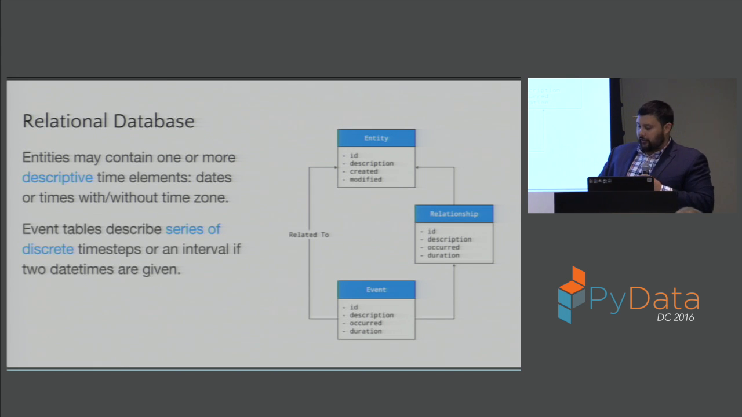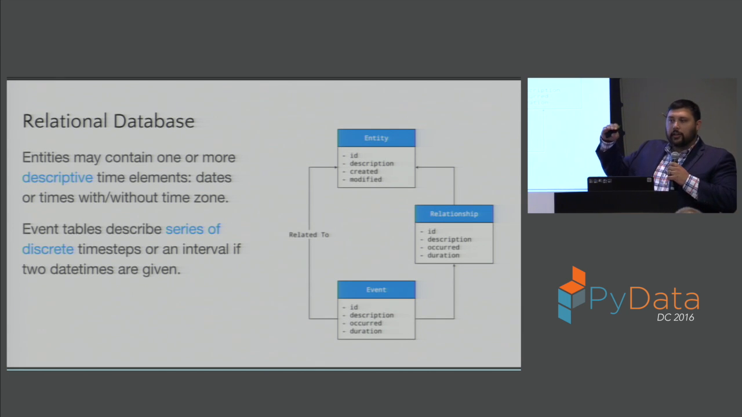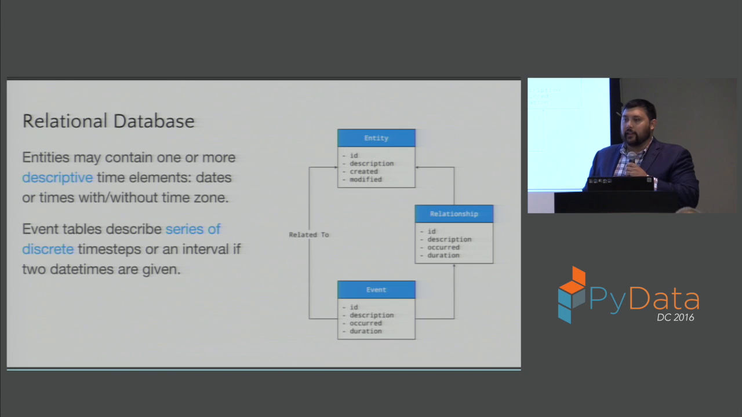So if you want a history, you have to create something like an event table, where each row is a discrete time. So you can see I have occurred, I might have a duration on here, you might have an interval if two date times are given. These things are represented as date times with time zone or something like that if you're using PostGIS.